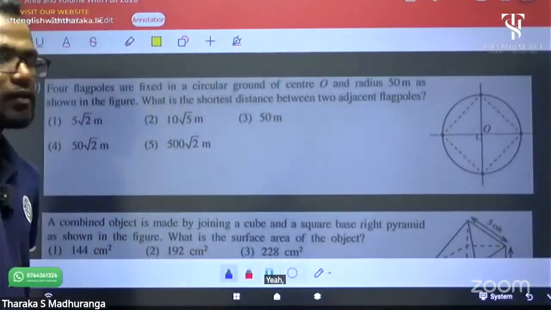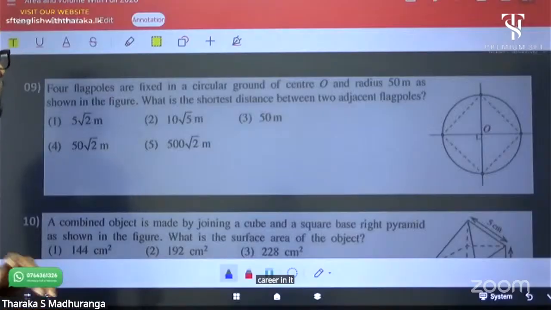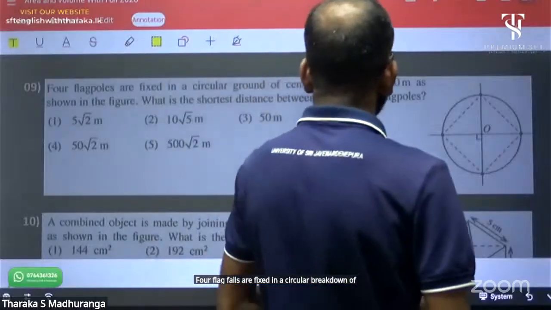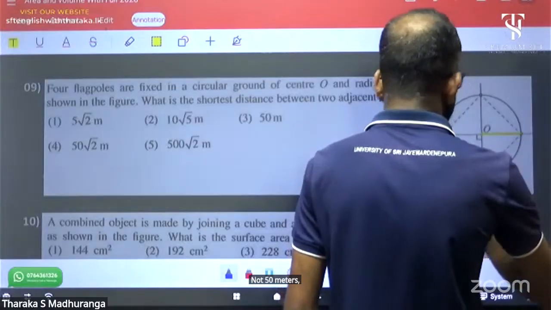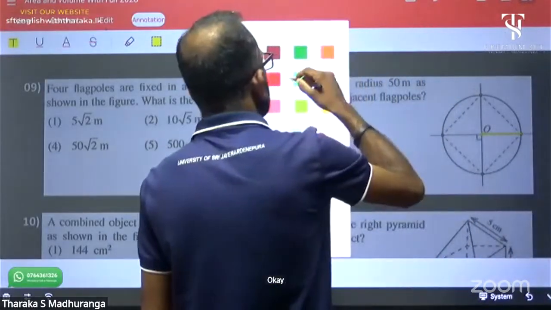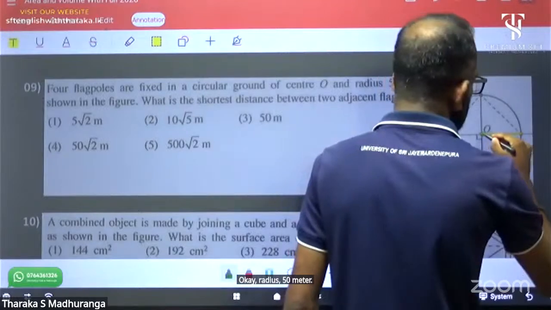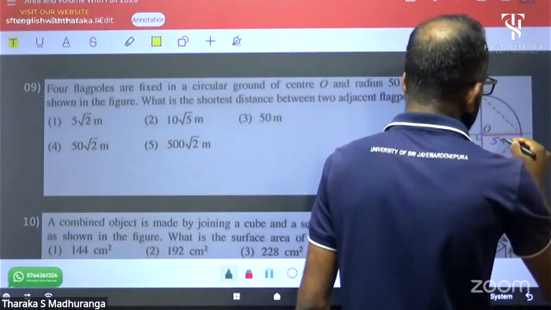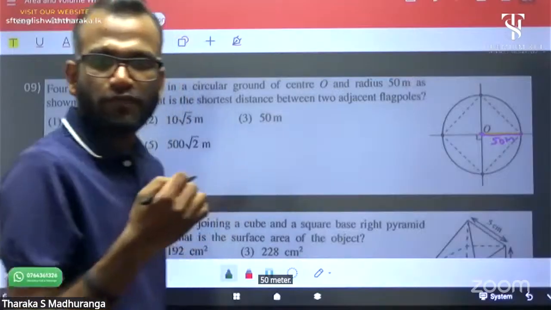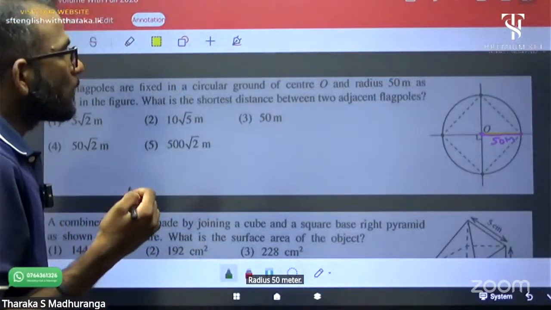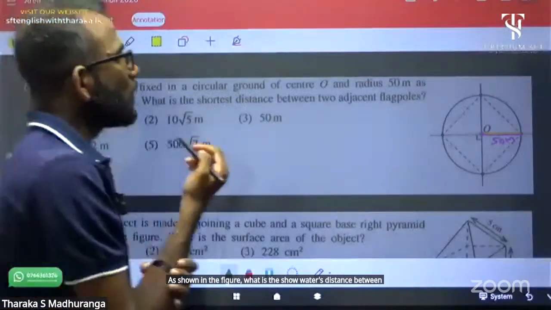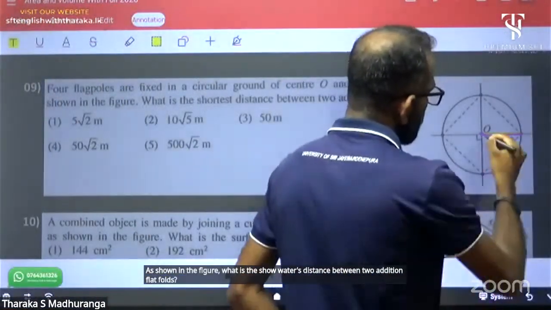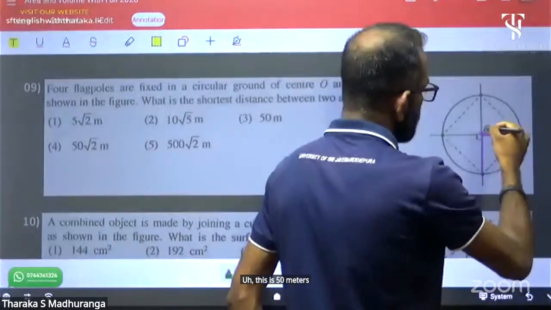Yeah, 9, correct. 4 flagpoles are fixed in a circular playground of center O and radius 50 meters. As shown in the figure, what is the shortest distance between two adjacent flagpoles? This is 50 meters, each one 50 meters.